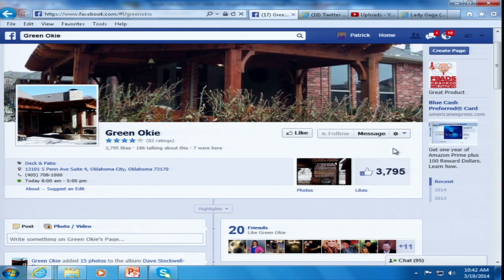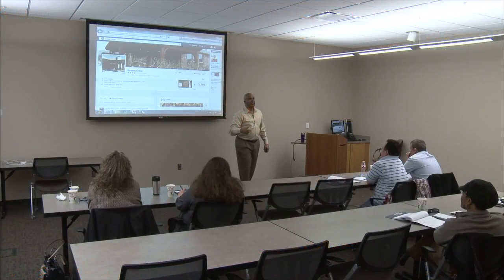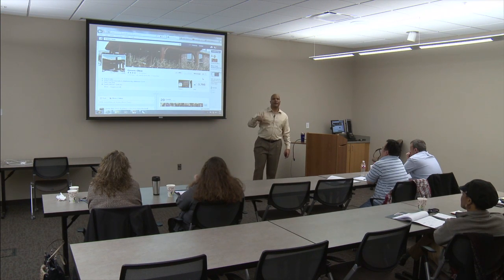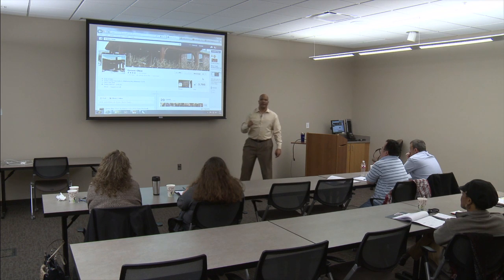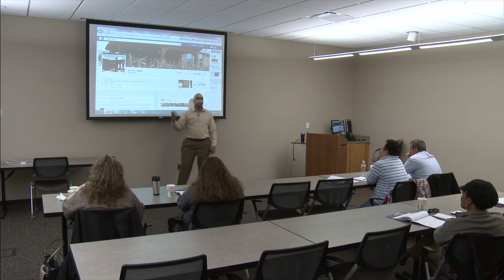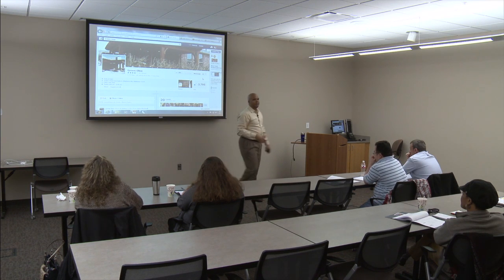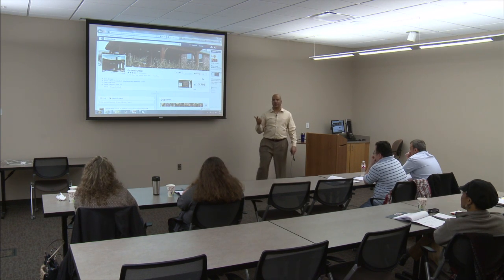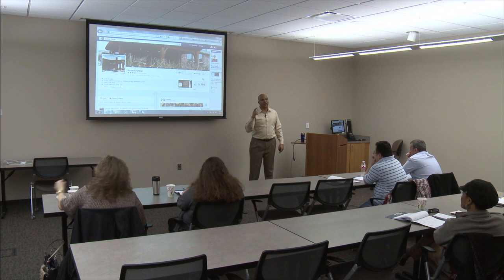Pretty good rating. 4 stars out of 82. Almost 4,000 people like it. 186 talking about this. Just means between comments and likes and shares. I believe that's the number of people who have interacted with the page over the last 30 days. There's no precise formula that Facebook ever shares with anyone that determines how to figure out that number. But I believe it's the likes, shares, and comments over the past 30 days.